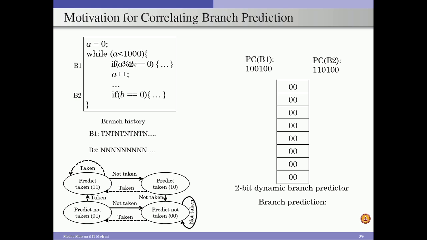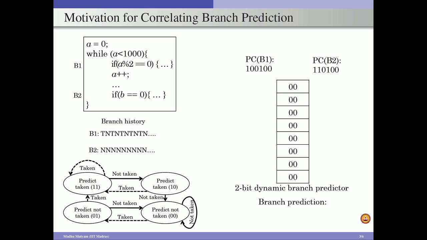So, let us assume that these 2 branches B1 and B2 have the same LSB 3 bits. Here the LSB 3 bits are 100 and this also is 100. So, effectively these 2 branches are mapped to the 4th entry. This is the 0th entry, 1st, 2nd, 3rd and 4th entry. So, these 2 branches are pointing to this 4th entry in this 8 entry table, and the value stored in the 4th entry is going to give the state of the branch predictor associated with these branches, and accordingly we will make the prediction for our branches.